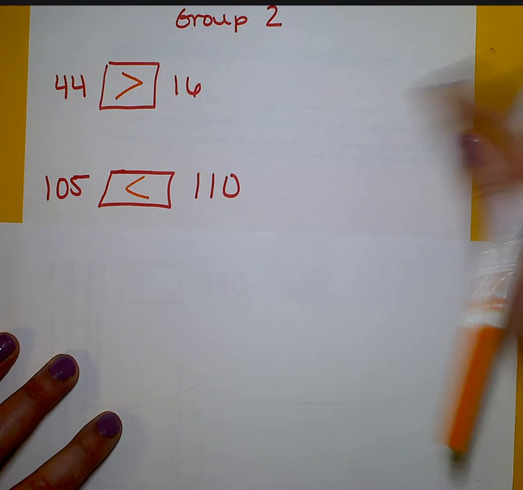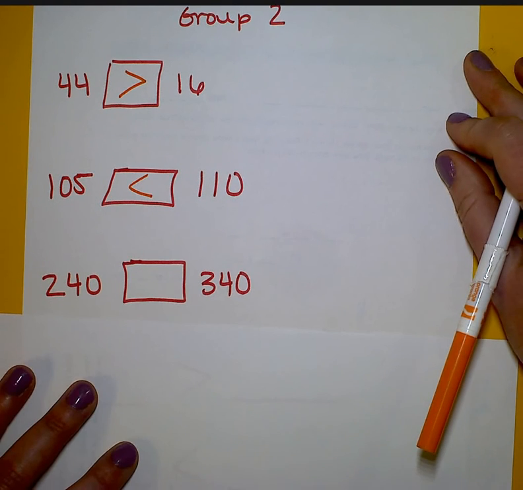To the 110. The next one is 240 and 340. Where does that alligator mouth go?